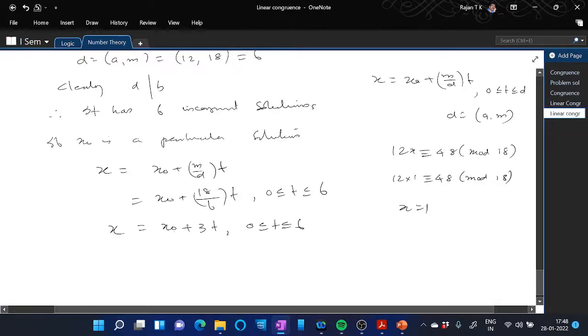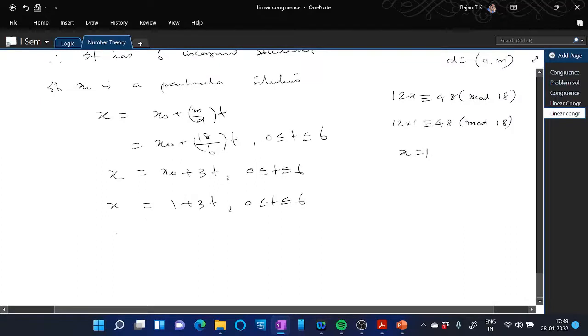So taking x0 equal to 1, the general solution can be put in the form 1 + 3t, where 0 ≤ t ≤ 6. That is, the various incongruent solutions of the given linear congruence are 1, 4, 7, 10, 13 and 16, obtained from 1 + 3t for the values of t starting from 0 to 6.